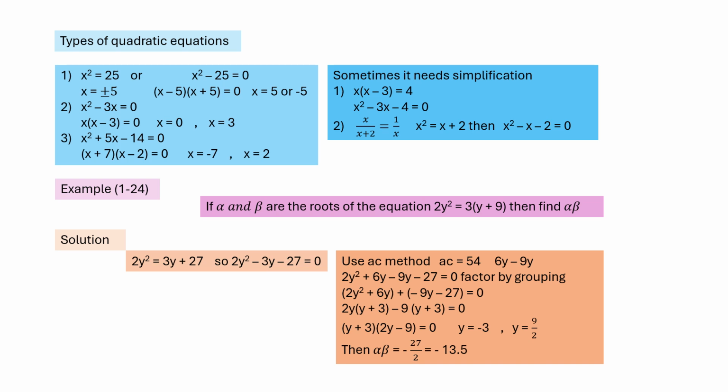So use the grouping factor as you see. Take common factor from each bracket, so you will get two brackets, one of them y plus 3 and the other 2y minus 9 equals 0. So the answer is y equals negative 3 or y equals 9 over 2. Just multiply them by each other, and it will be negative 27 over 2, or negative 13.5.